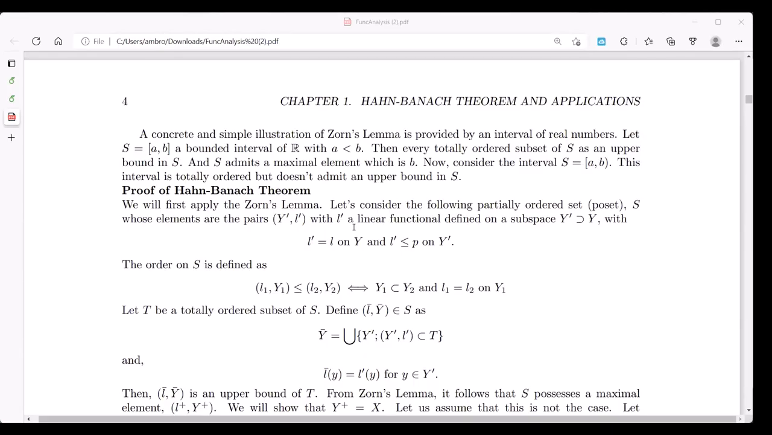So now the proof. We'll first apply Zorn's lemma. This part is very natural. You just need to define what your order is, and in fact, it's a partial order. So what's this order and the partially ordered set, or sometimes called a poset? I recall that in the theorem, you have a Y. Y is where your linear functional L is defined.